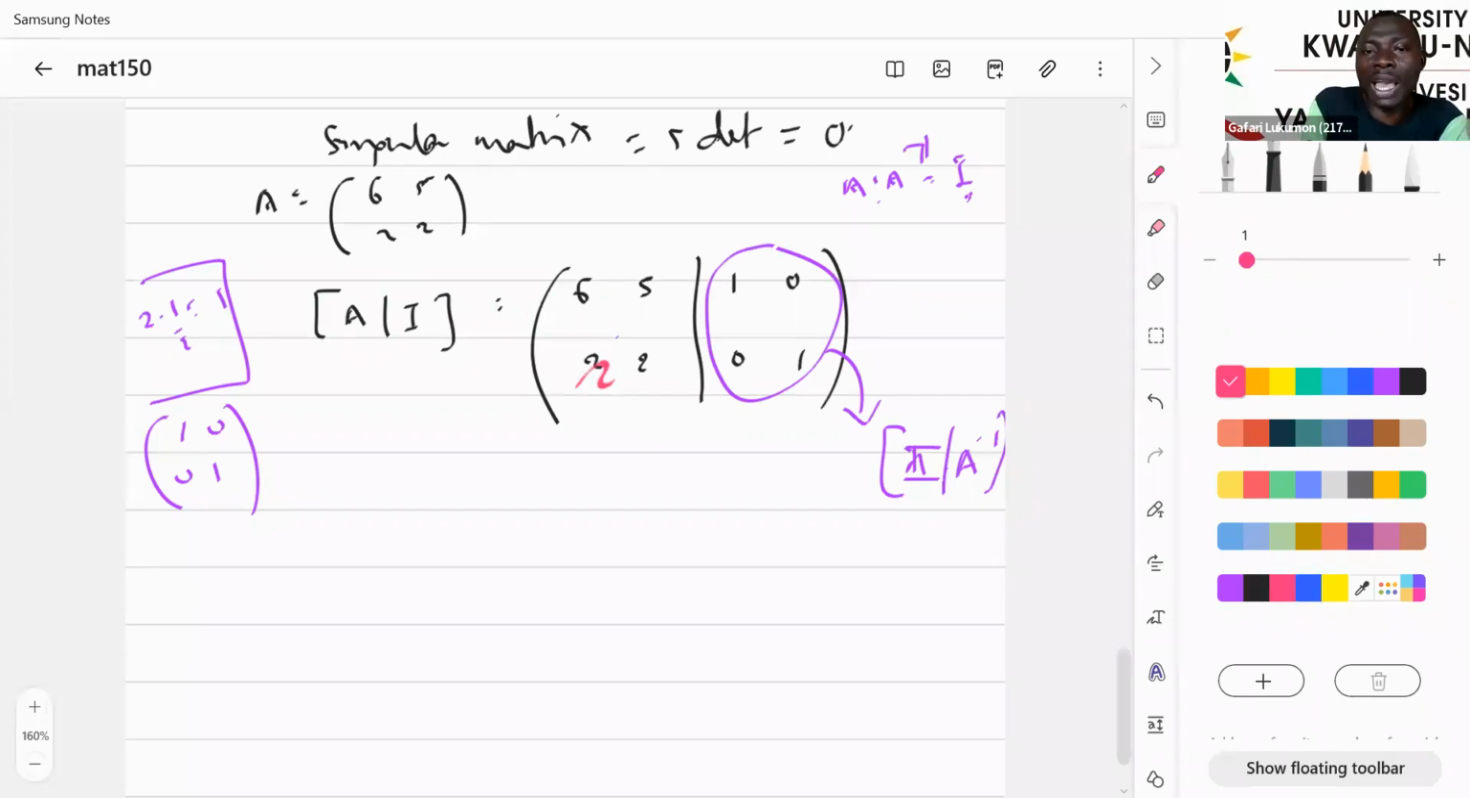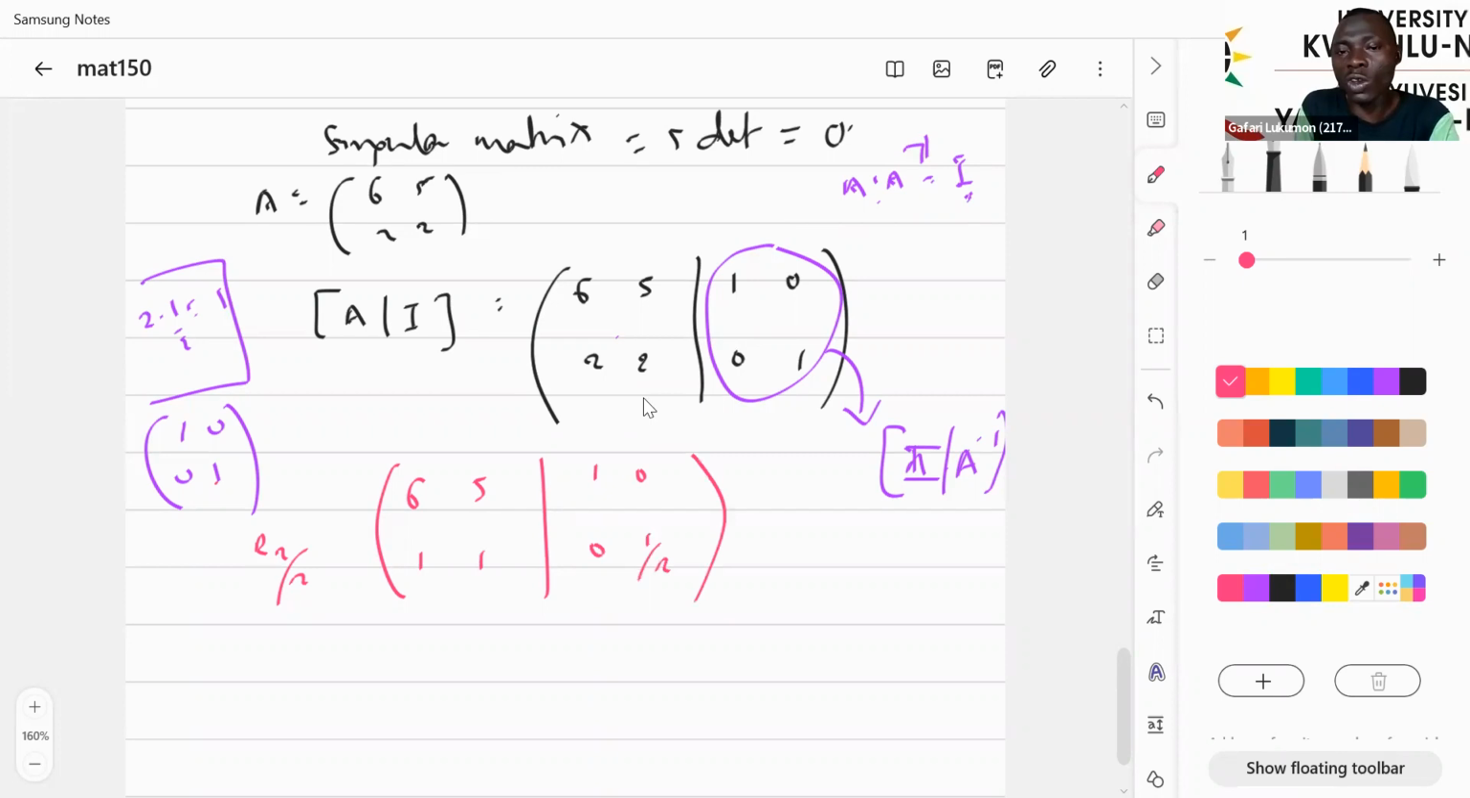If I were you, I can just divide this by 2. So then you can just say maybe you have 6, 5, 1, 0. Then you can say R2 divided by 2. You know the reason why? If I say R2 divided by 2, then it means I want to reduce this guy to be 1, since we are interested in making this 0 and this 1. So then this will be 1, 1, 0, half. We do it for all of them.